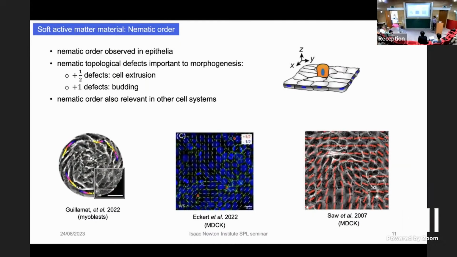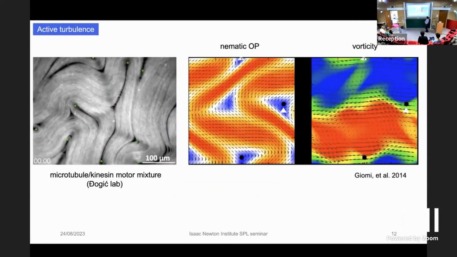So we set out to go one level deeper than this phenomenological discussion of cell intercalation, extrusion, and division, and try to see what kind of microscopic, one level lower mechanism could lead to some of these phenomena. Right? And of course, everything is inspired by the story about active turbulence. So this has nothing to do with cells.